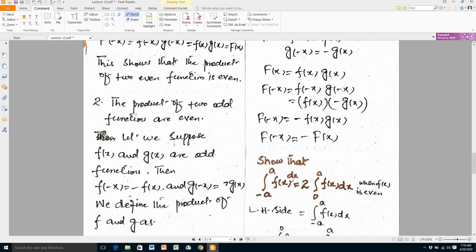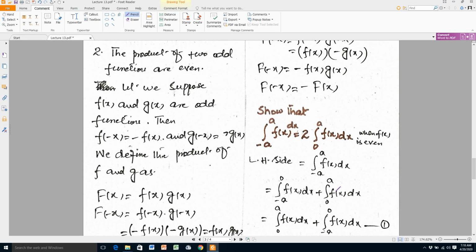Show that the integral from minus a to a of f of x dx is equal to 2 times the integral from 0 to a of f of x dx, when f of x is even. It is important here to remember that our function is even. So I take the left hand side. Left hand side is equal to the integral from minus a to a of f of x dx. So I use the property there. I split the integral: from minus a to 0 of f of x dx plus from 0 to a of f of x dx.